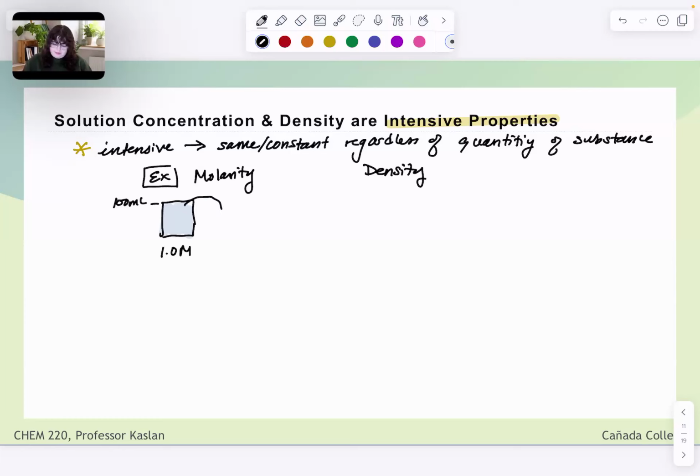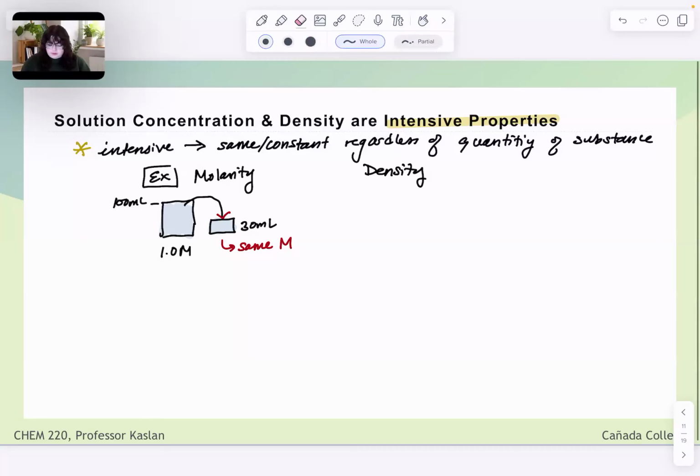And then if I were to pour some of this out into a smaller vessel that was maybe only 30 milliliters, the concentration in the smaller vessel would be the same, right? It's still the same proportion of solute to liters of solution. So the concentration is unchanged. Same molarity. Similar concept can be thought of for density. Let's use a solid, even though we've been talking about solutions, just so we have a way to apply this to multiple different types of substances.